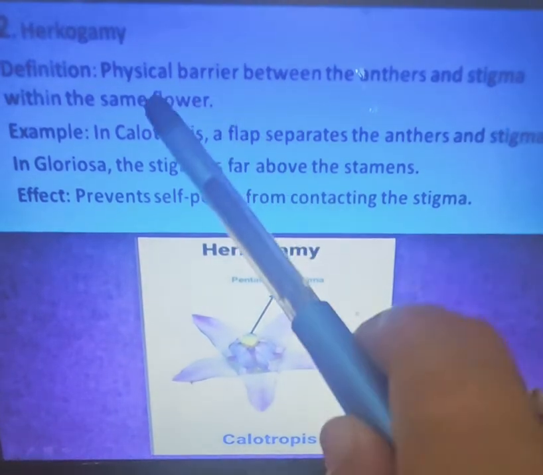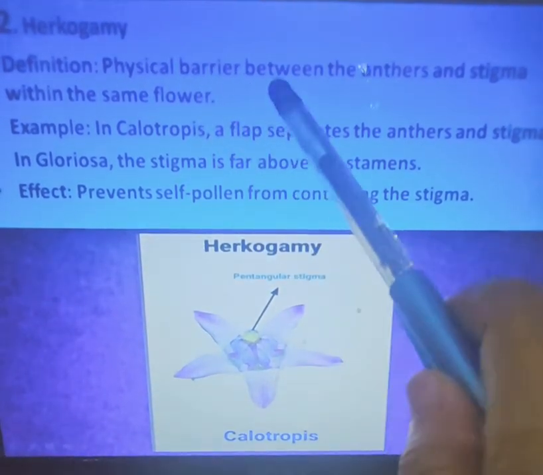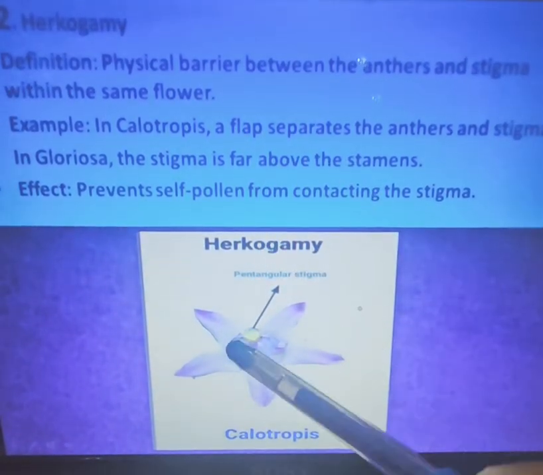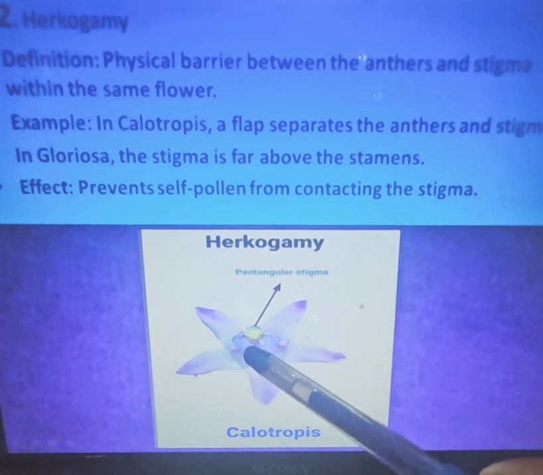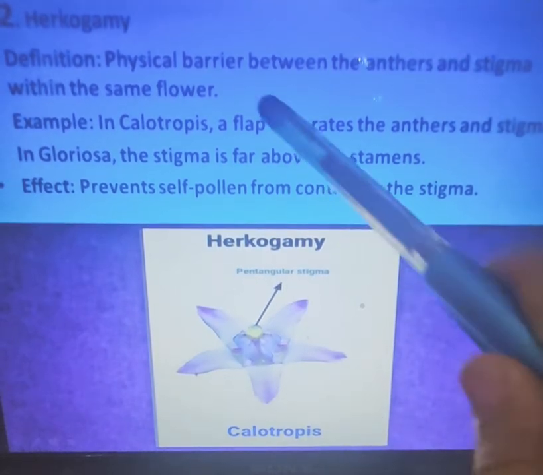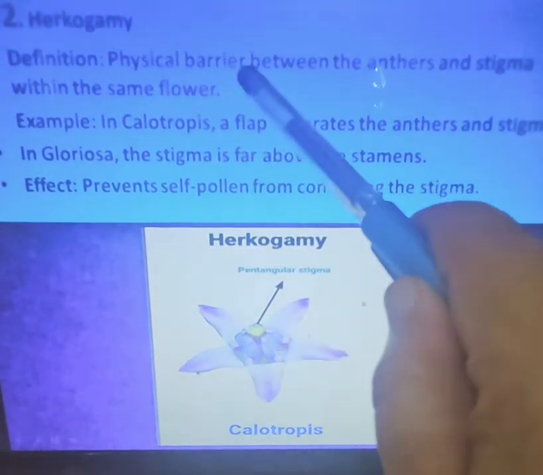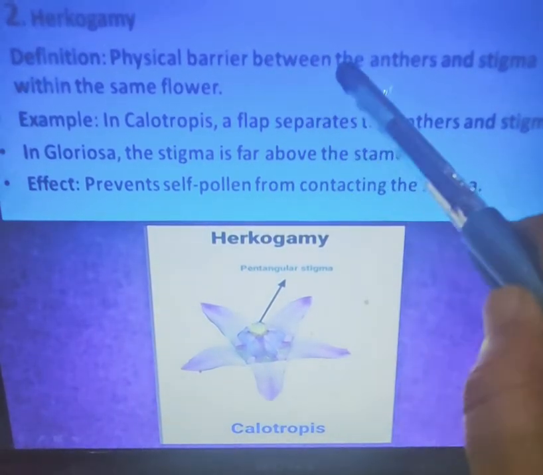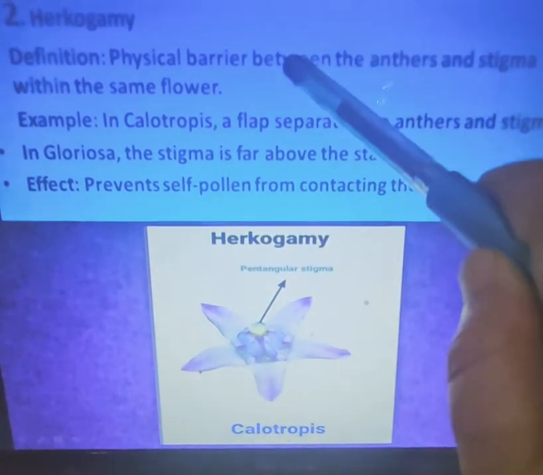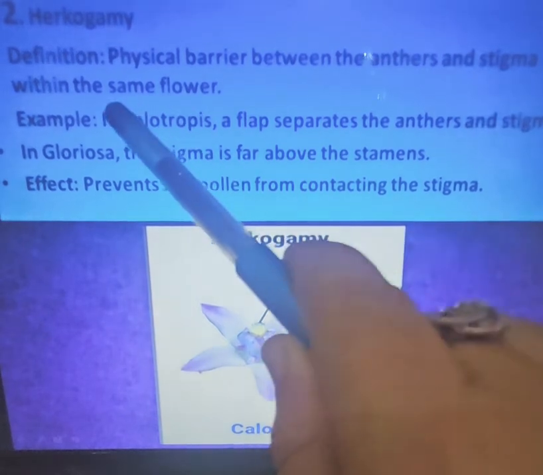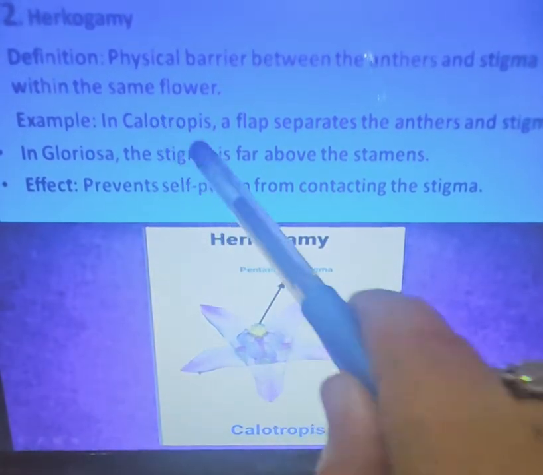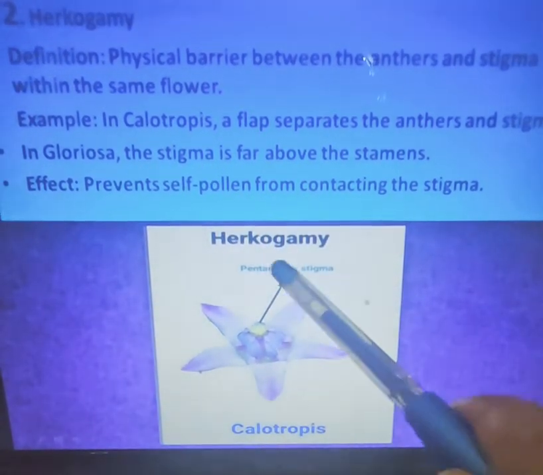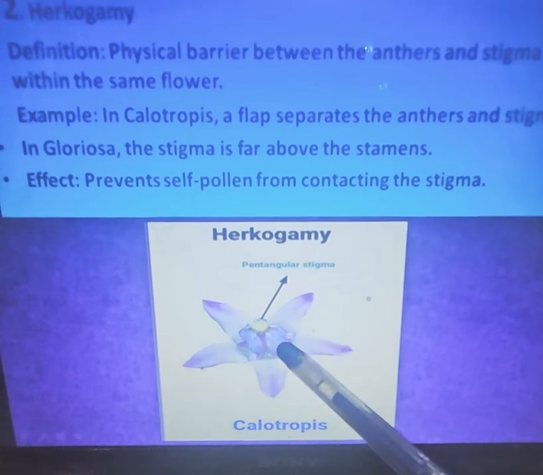Let us move towards the next outbreeding device, which is hercogamy. Hercogamy is when both stigma and anthers are present inside the same flower, but there is a physical barrier which is preventing them from self pollination. What happens? Cross pollination will occur. Example is, you can see, this is the example of a plant which is called calotropis.